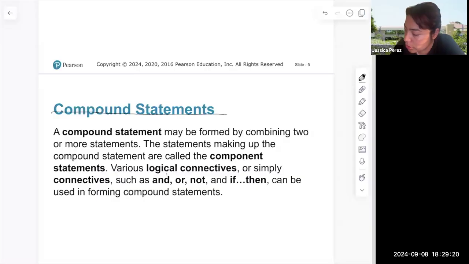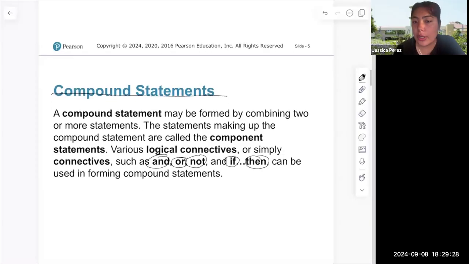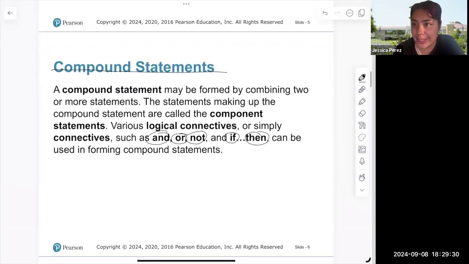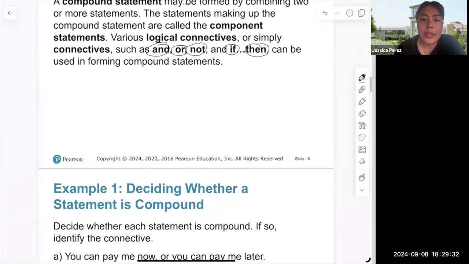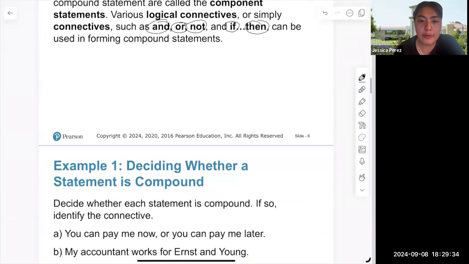Making sure that you're highlighting what types of connectives we have. You can call them logical connectives or just connectives. So let's look at the first set of questions. Example 1, deciding whether a statement is compound or not. Decide whether each statement is compound. If so, identify the connective. So we need to identify which is a connective.